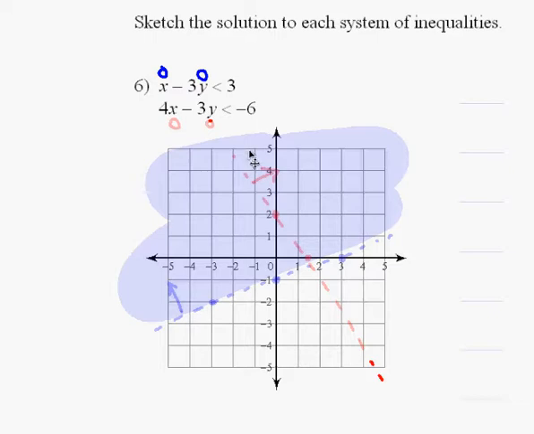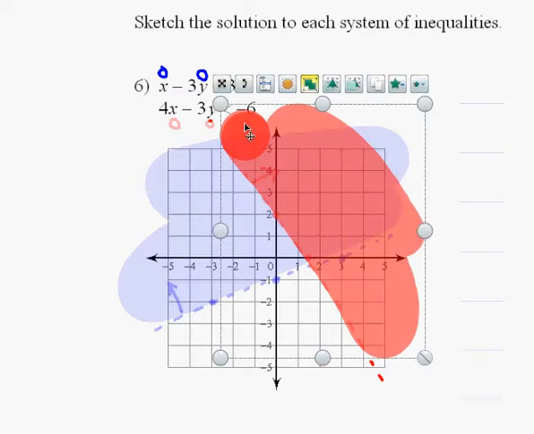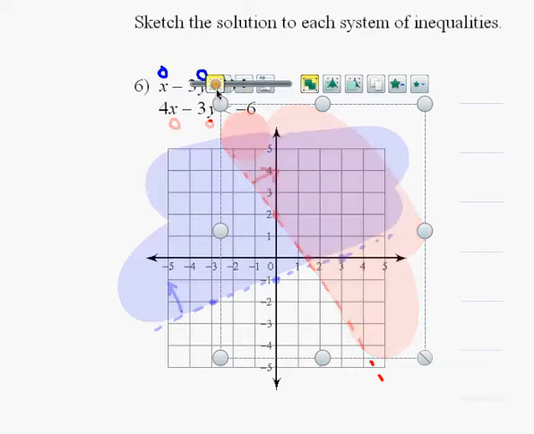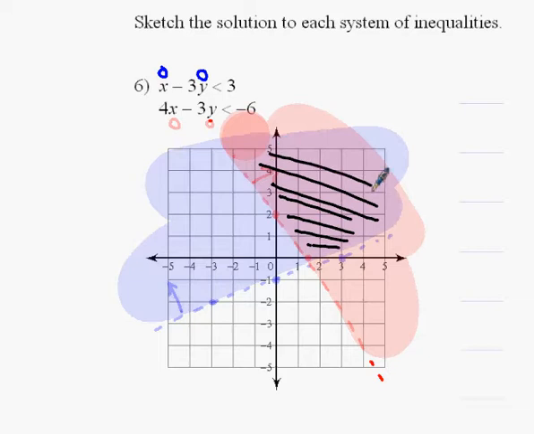In red, I'll shade this one. And I think I'll take that one and also get it up a bit. So now, where is it that both of these are shaded? Well, right in this region in here. So maybe I'll shade that. So that's the area where both of them are shaded.